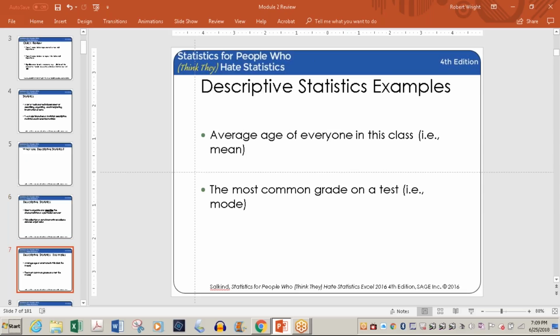Some examples. The average age of everyone in this class, that describes something that's happening. The most common grade on this week's quiz, that would be something that's happening.